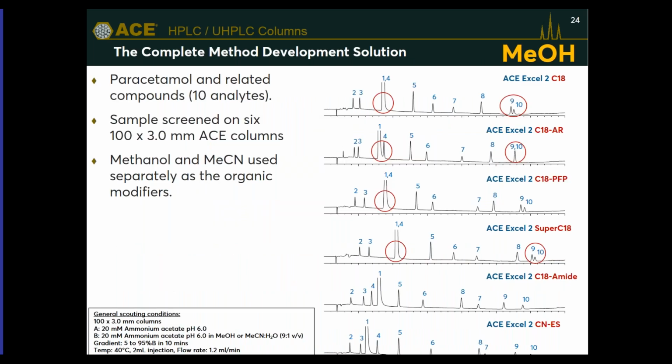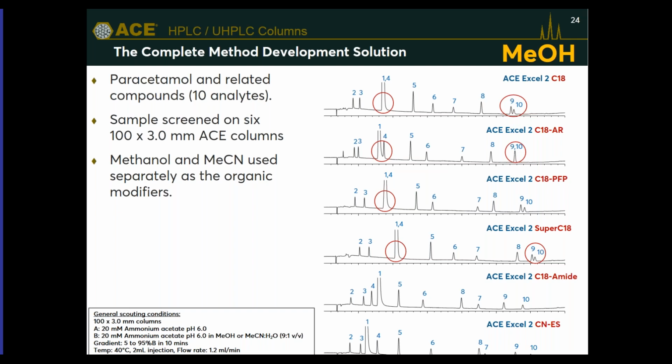So this is an example of a screening system with the 6 different columns that I talked about, and this is for paracetamol and 9 of its impurities and degradation products. And you can see on the right hand side there, I've listed the columns: the C18, AR, PFP, the super C18, the C18 amide, and the cyano-ES. Each of these have different column chemistry and different mechanisms of interaction, and all of these columns are run with exactly the same conditions.